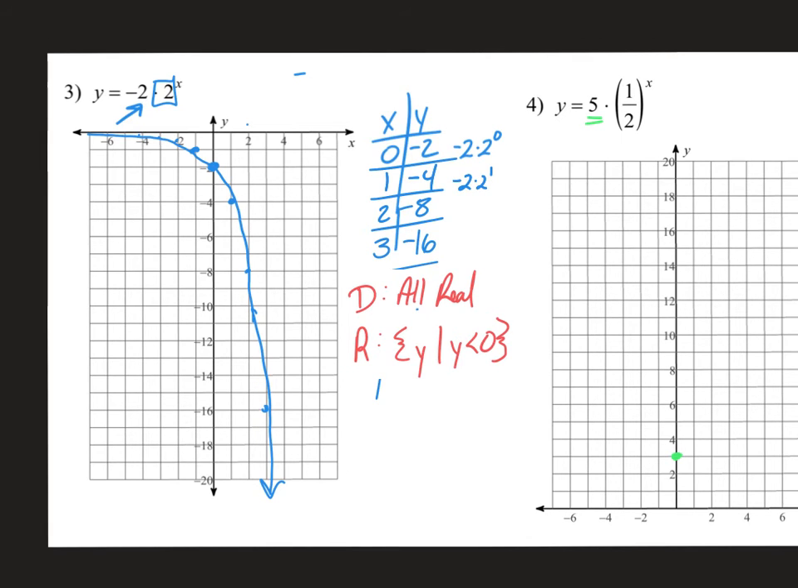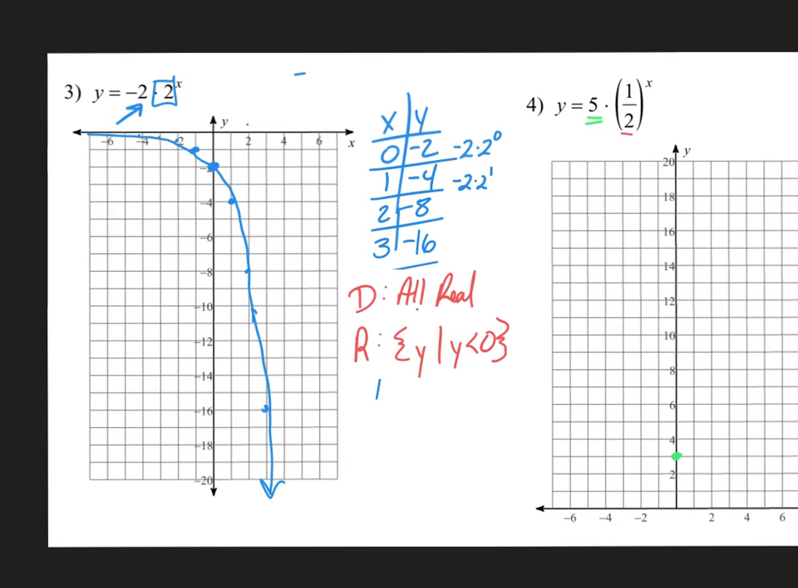So the next one, we've already established it's going to go through 5. This is a 1/2 pattern, so this is a decay. When I move right 1 step, it's going to decay or be half as large. So when I go right, instead of being at 5, it's going to now be at 2.5.